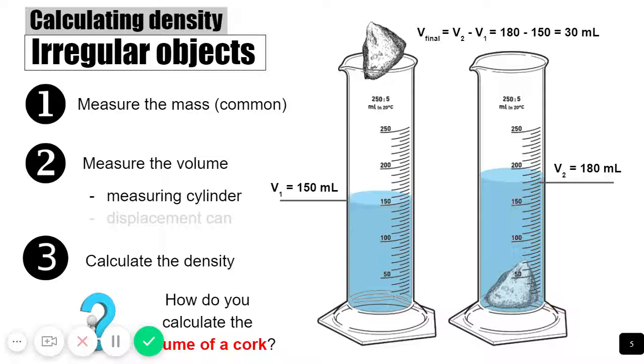And how do we calculate it? Assuming that your final volume is 180 and your initial volume is 150, you take the final minus the initial to give you the volume of the irregular object. In this case, 180 take away 150 will give you 30 mL. This is a measuring cylinder that we're using to calculate the volume of the irregular object. Sorry, not the density, to calculate the volume. After calculating the mass and the volume of the irregular object, it's time for you to calculate the density, and you apply that formula.